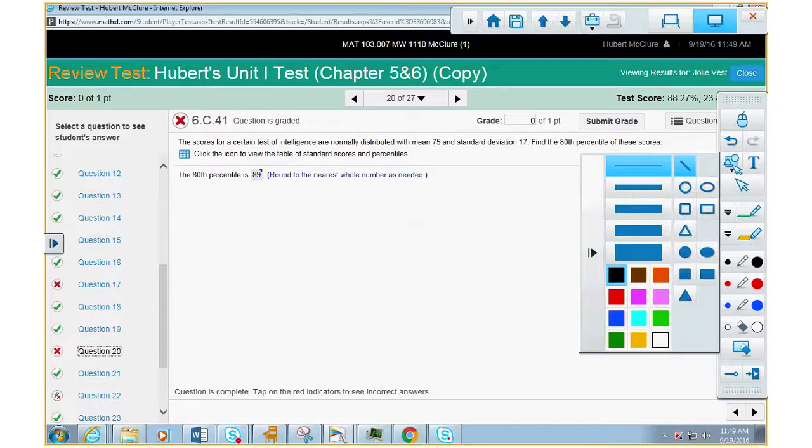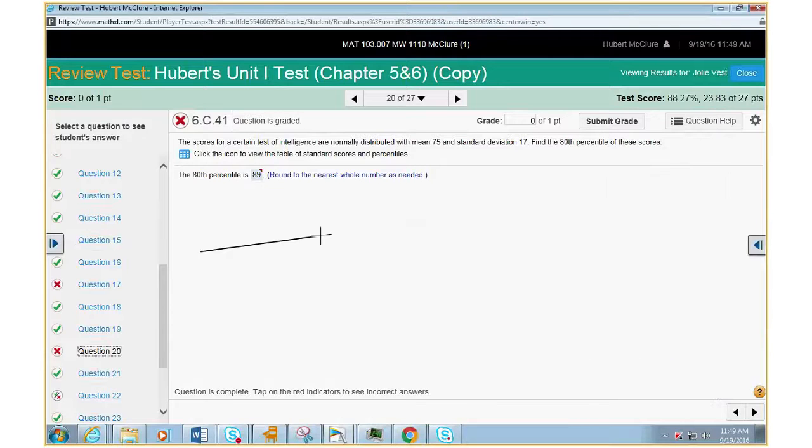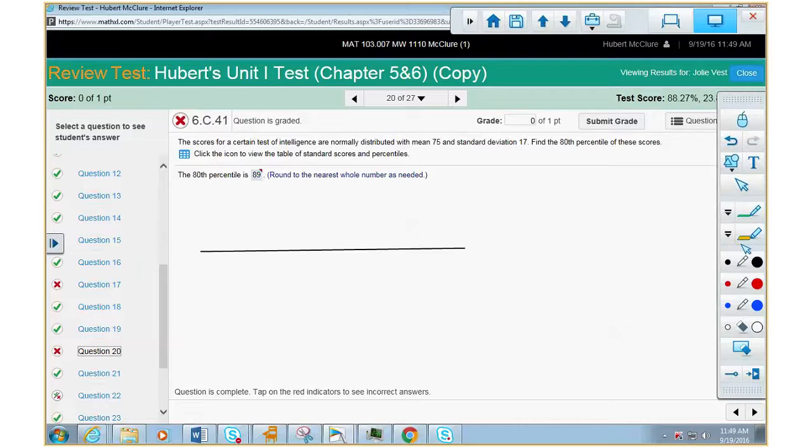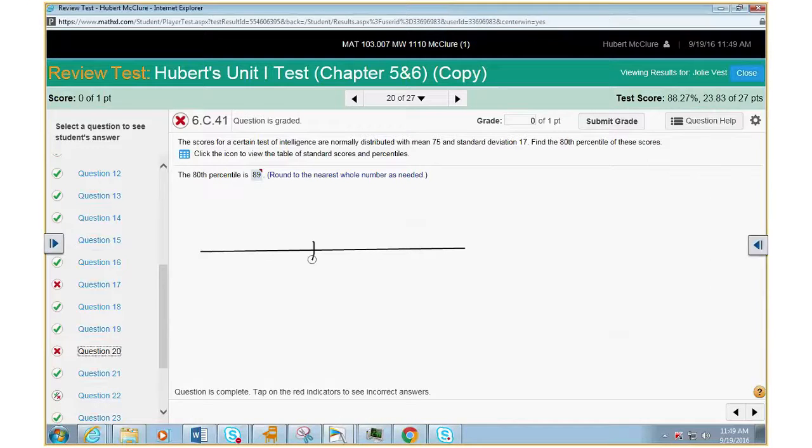It says the scores for a certain test, an intelligence test or whatever it says, are normally distributed with a mean of 75 and a standard deviation of whatever it comes out to be. I'm not looking at it right now.